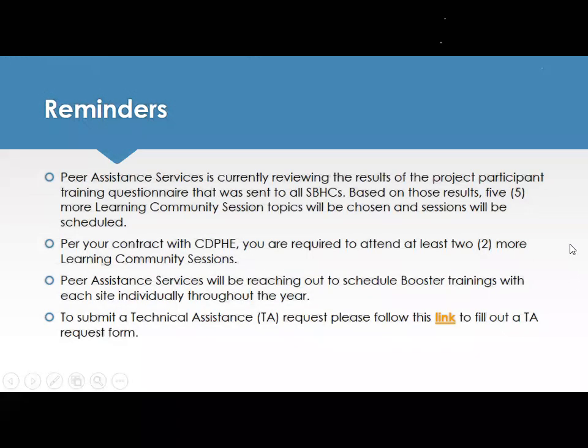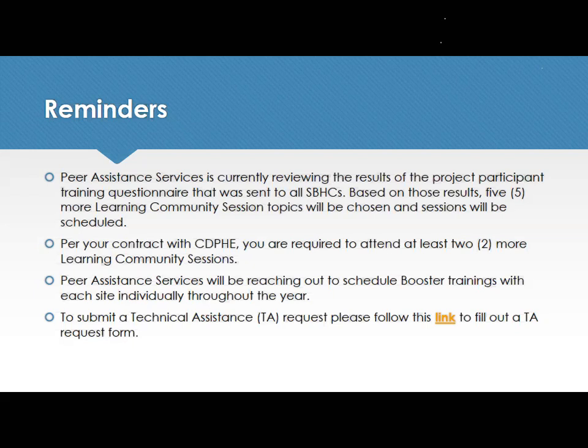And then just a couple of reminders. These are just overall reminders. So peer assistance services, we're currently reviewing the results of the project participant training questionnaire that everyone filled out. Based on those results, we're going to choose 5 more learning community session topics. And those will be scheduled probably at the same time. The lunch hour was the most popular choice to schedule these webinars. So we'll be scheduling 5 more of those, and per your contract, you are required to attend at least 2 more. This one counts as your first attendance.